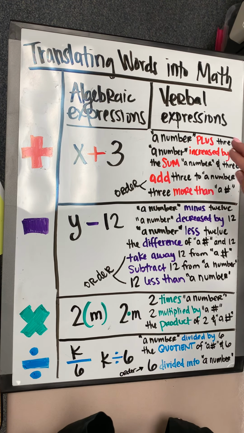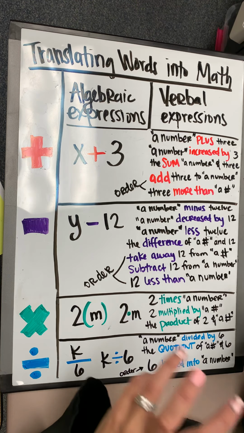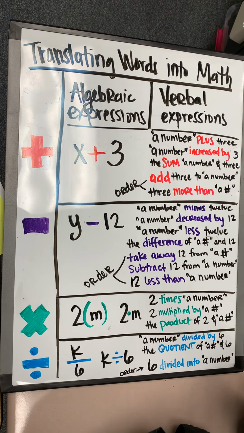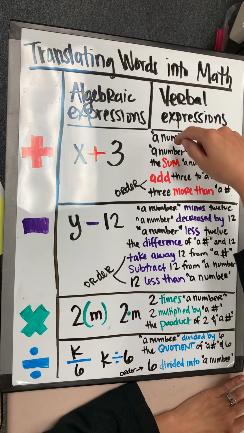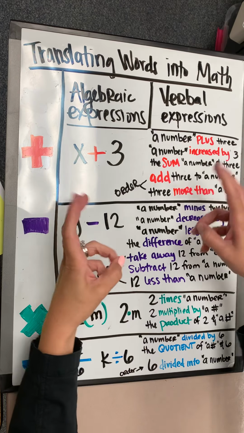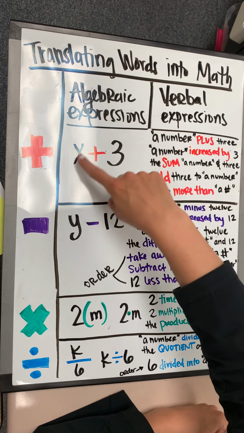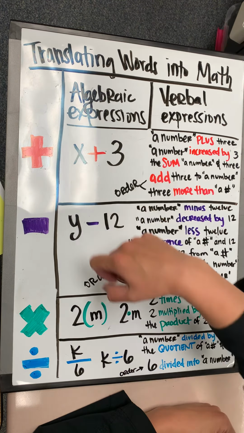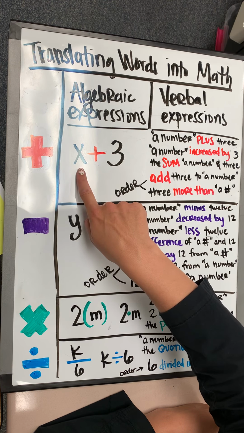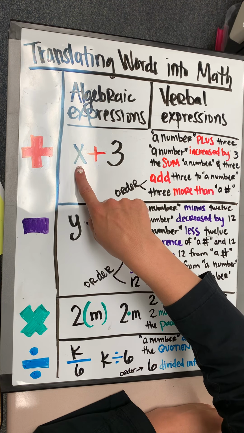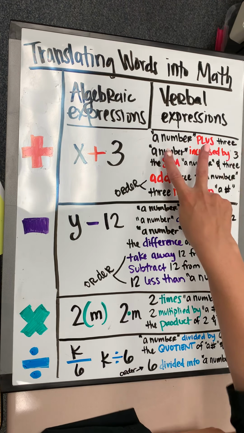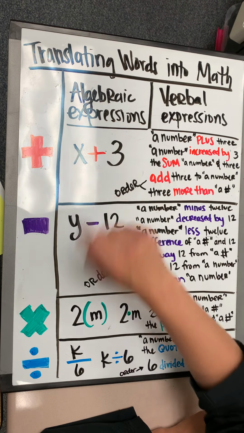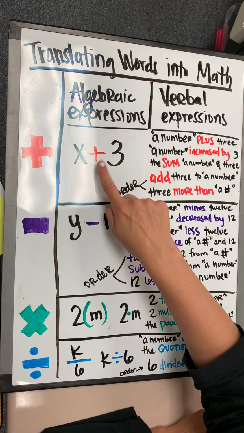Now we know all of that, but there's other things in there that we need to be able to decipher as well. Whenever you see a number, you need to realize that that is your variable. It's what we don't know. So a number, or unknown, a lot of times you'll see it as X, but really it can be any variable. So a number plus 3, a number increased by 3.